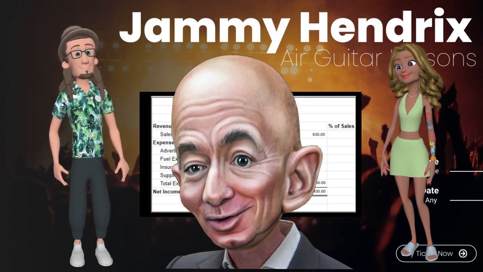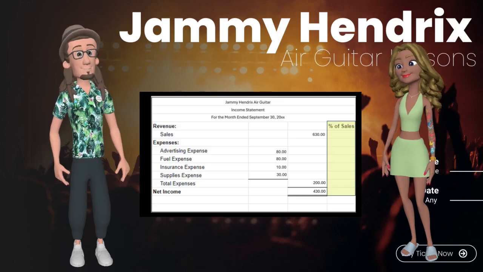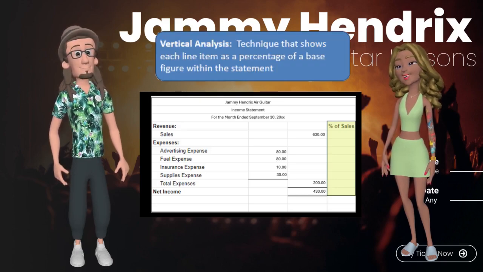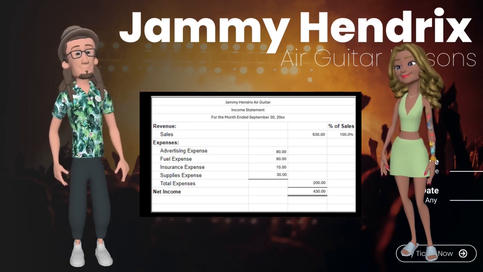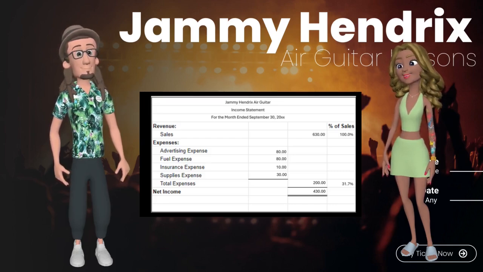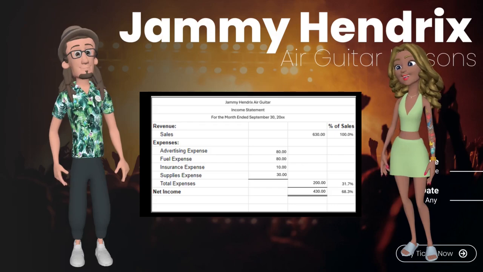Slow down, fella. What about that percent of sales column? Well, we can divide each subtotal by the total revenue and find out how much of every sales dollar you're spending on each category. Sales are naturally 100% of sales. 630 divided by 630 is 1 or 100%. As for my expenses, I had 200 in expenses. 200 in expenses divided by 630 in sales is 0.317 or 31.7%. And 430 divided by 630 is 0.683 or 68.3%.